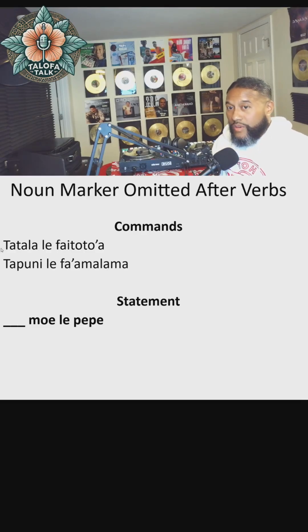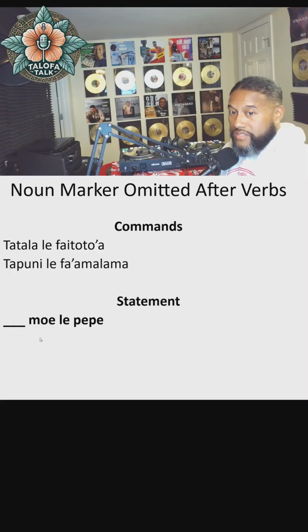When people are speaking commands in Samoan, it's understood that the tense is right now. Same with kapungi le fa malama. Close the window, like right now. I'm telling you right now. So that's the tense, and we're going to talk about tense more in just a second.